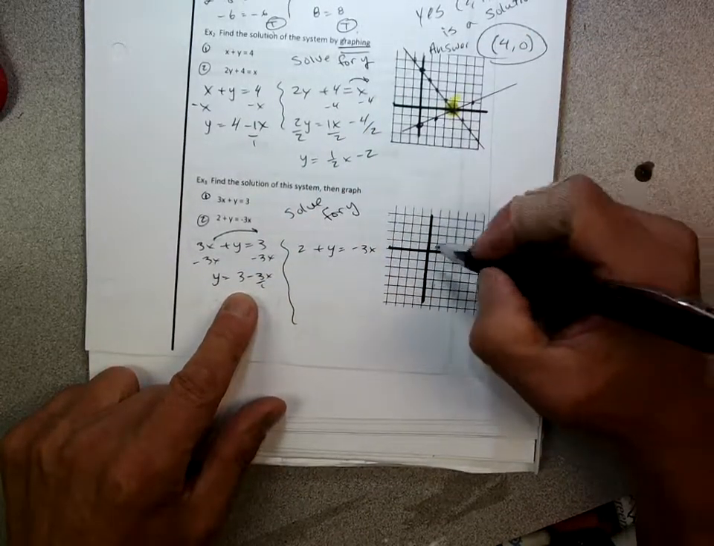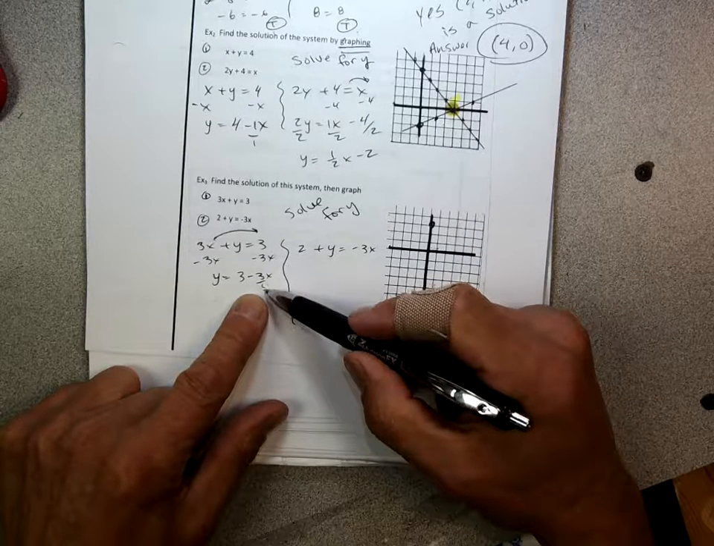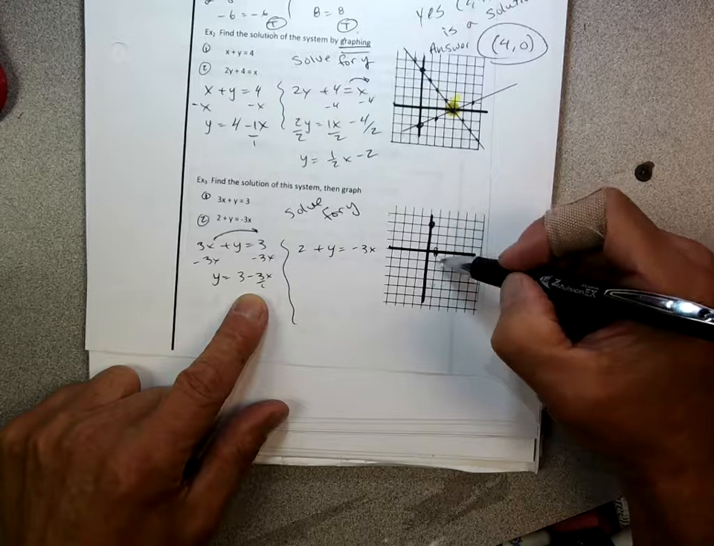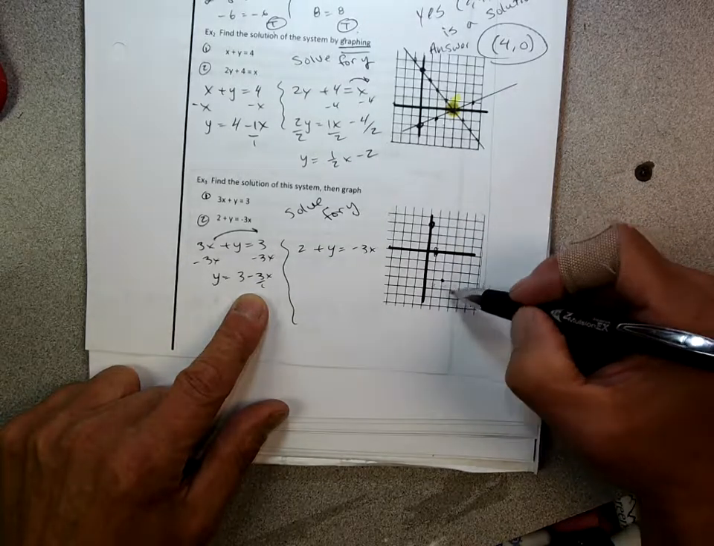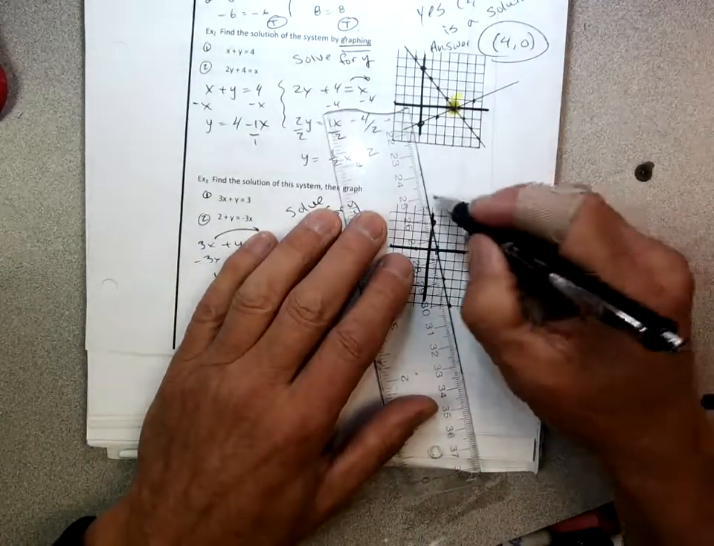So I'll start at 3, 1, 2, 3, right? And my slope is -3 over 1. So instead of going up 3, I'm going to actually go down 3, and over 1. Down 3 over 1. Okay, so graph my line. There it is.